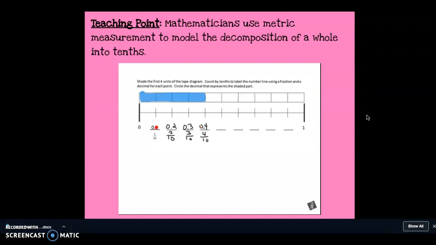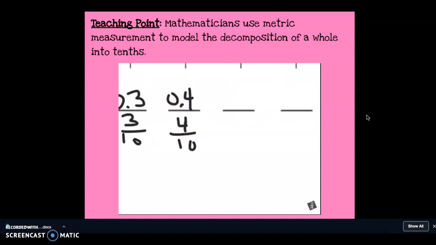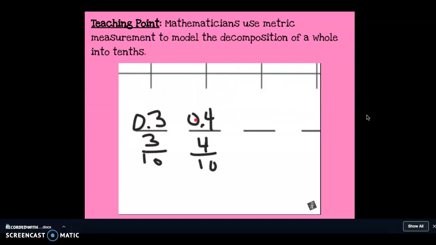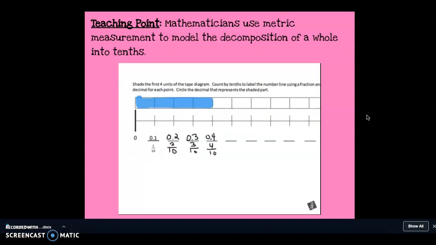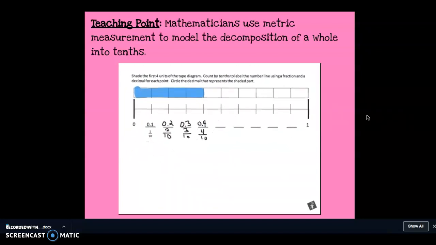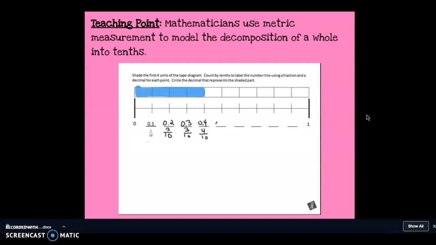So we want students to be able to look at this decimal, for example, 0.4, and we want them to recognize that 4/10, 0.4, and saying 4/10 are synonymous. When we say 0.4 and when we say 4/10, 4/10 might mean this or it might mean this, but they are equivalent. They are the same value. And so let's go ahead and continue finishing off our decimal.